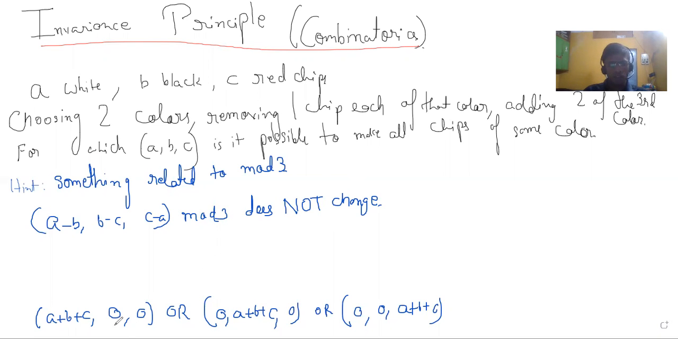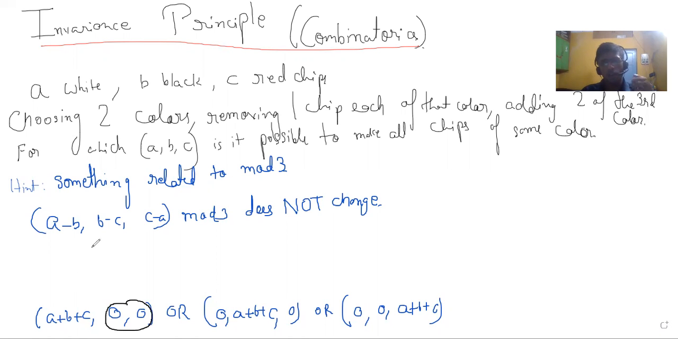So eventually, if you focus on this first possibility, you see the last two coordinates are 0. So the difference is 0 mod 3, which means that at each stage, the difference between the second and the third coordinates should have been 0 mod 3. Is this okay with everyone?